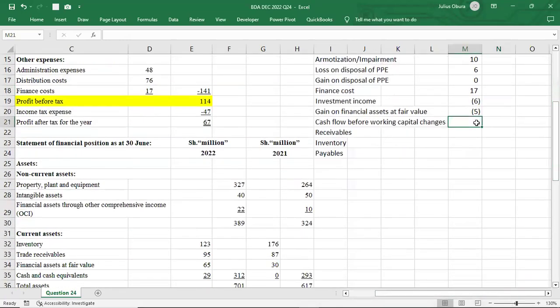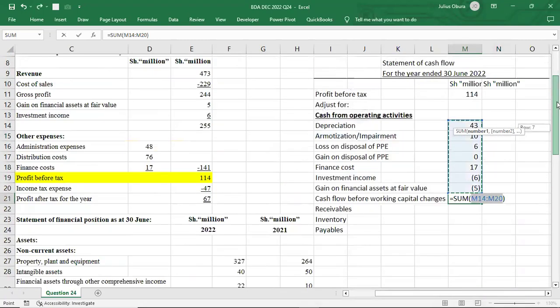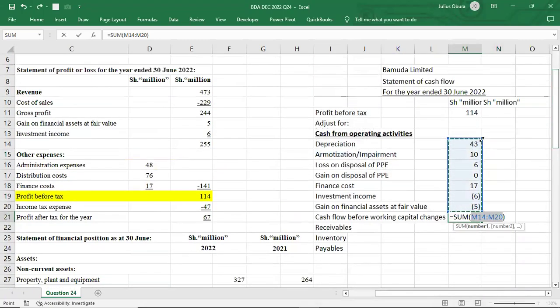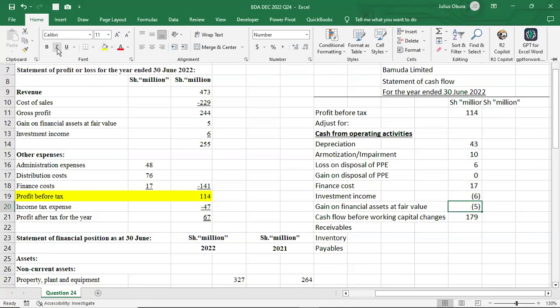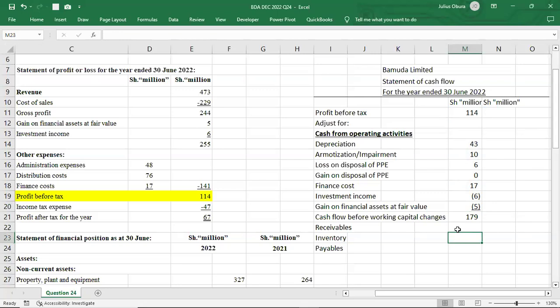So we get our cash flow before working capital changes. I can simply say alt equals. It needs to include the profit before tax. So we'll get 179. So 179 is our cash flow before working capital changes. So we go and now do the working capital changes.